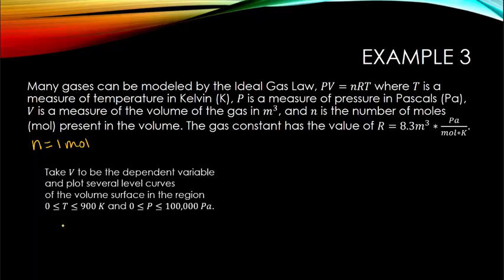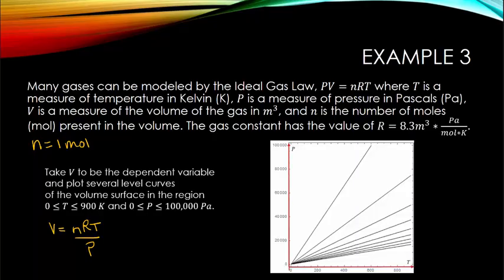Now I'm going to isolate V in my ideal gas law. I get V is equal to nRT over P, so that volume is directly proportional to temperature and inversely proportional to pressure. When I plot this with temperature on the horizontal axis and pressure on the vertical axis, I can see that for a given volume, as my temperature increases, my pressure will also increase.